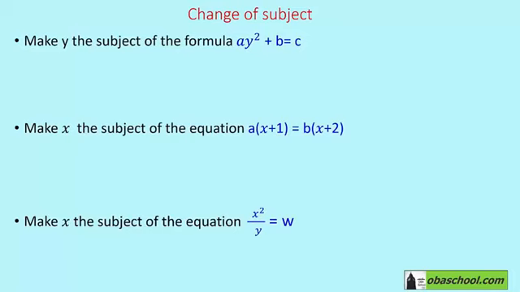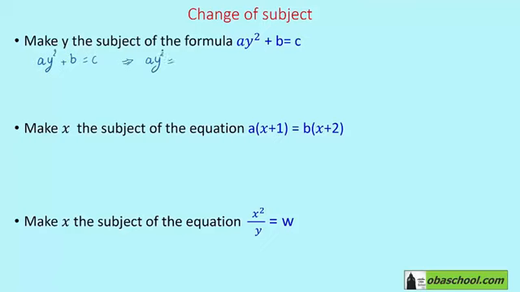The first example says, make y the subject of the formula a y squared plus b equals c. So what we need is to isolate y and put it on one side of the equal sign while all other values are on the other side. So let's go ahead and copy the equation to start with.